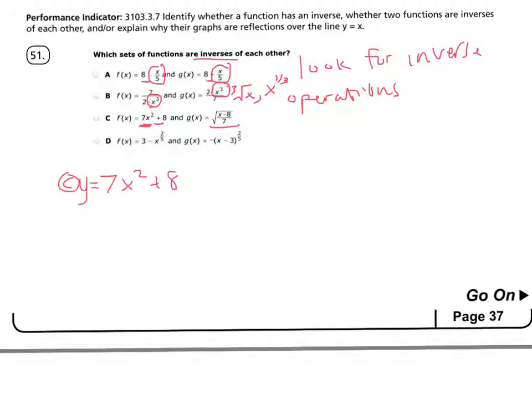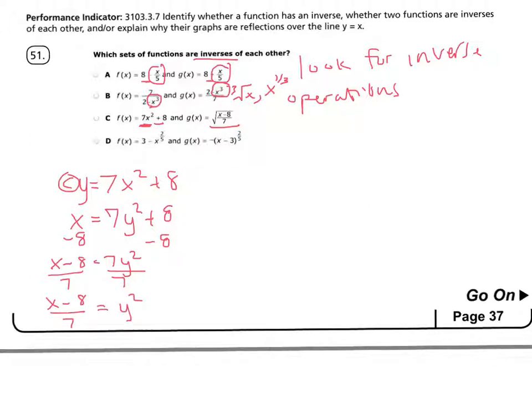I'm going to change that f of x to a y. And then I'm going to go through the steps of finding the inverse, which is to replace the y with x and the x with y, and then to solve for the y. So first I'd subtract 8 from both sides, and we get x minus 8 equals 7y squared. And then we would divide both sides by 7. That would give us x minus 8 divided by 7 equals y squared.